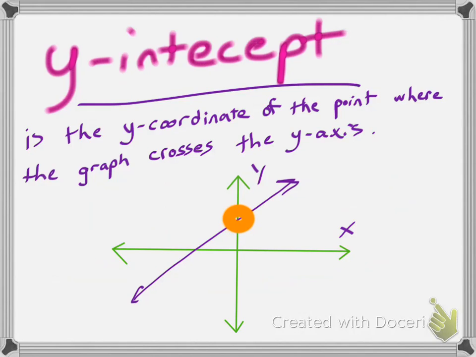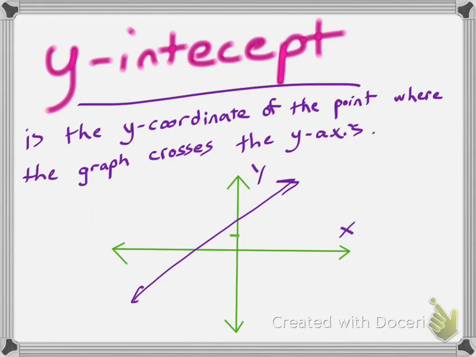So what's the y-coordinate of that point? Well, that's what we want to find out. That would give us the y-intercept. So like if this point was y equals 2, then my y-intercept would be equal to 2. That's it. That's all we're trying to find out.